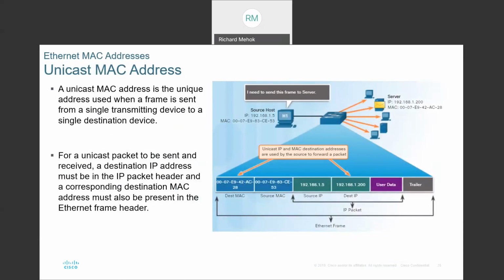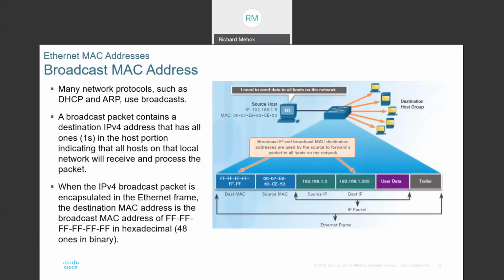A unicast is 1-to-1, so we will know the MAC address of the destination. It's the most efficient method to move data. For a broadcast, many protocols need to use broadcast, like DHCP and ARP. DHCP gets your IP address. ARP will resolve a known IP to a MAC address.